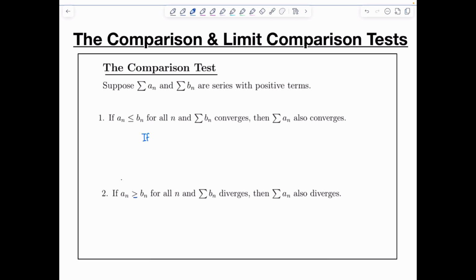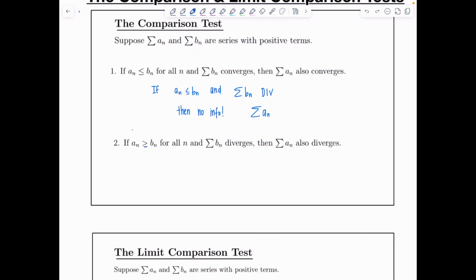Now, here's where things get tricky. If an is less than or equal to bn, and the larger series diverges, then we have no info, because the sum of an could converge or diverge. Okay, so it's very important that you have the correct inequality there. Now, the other way to apply the direct comparison test.